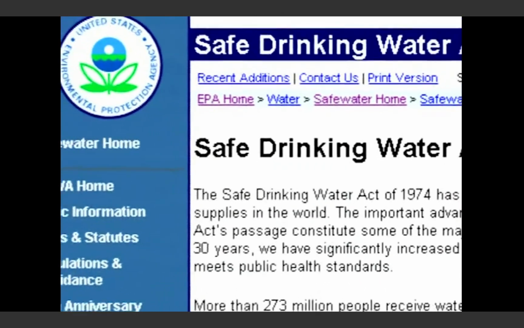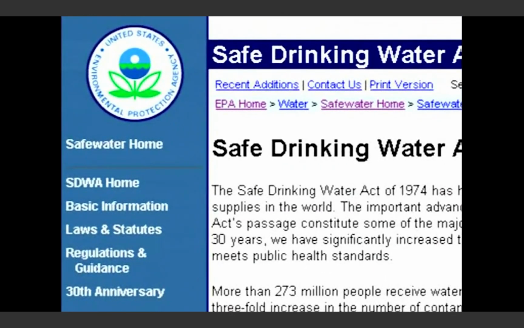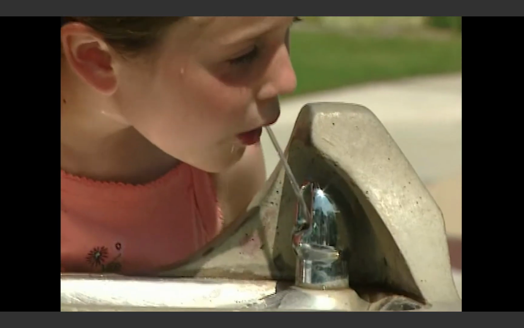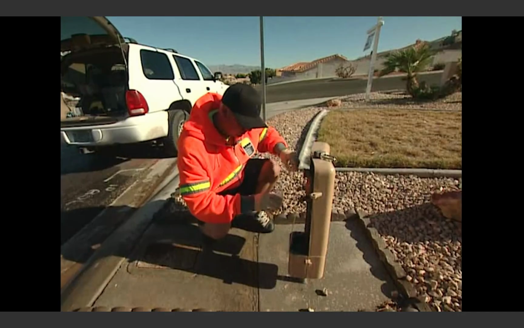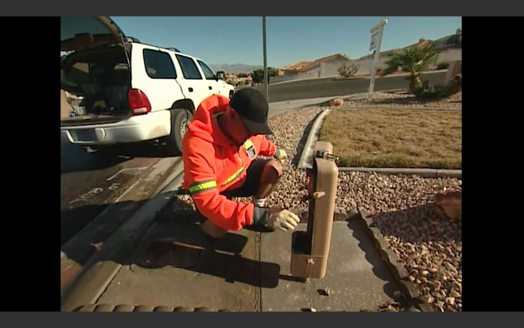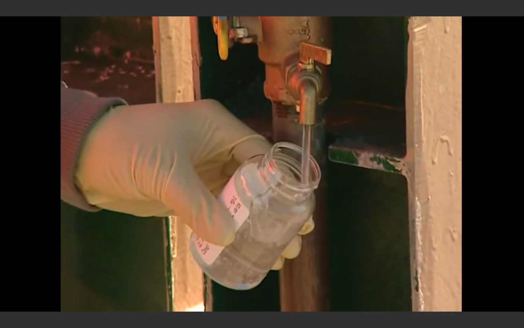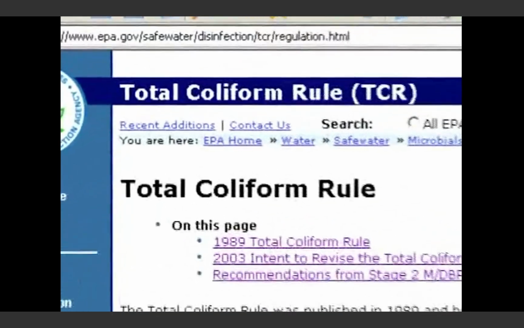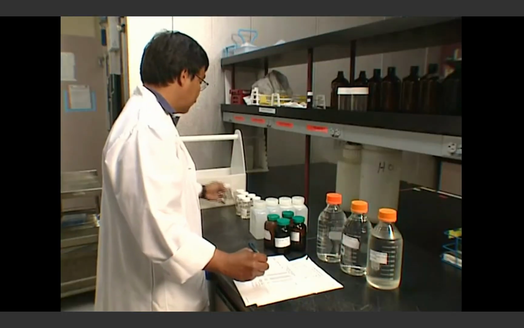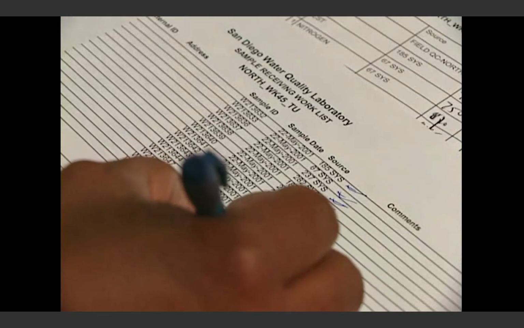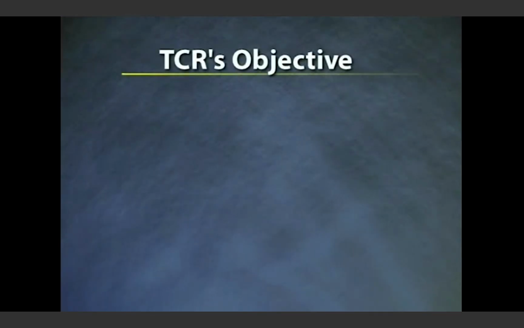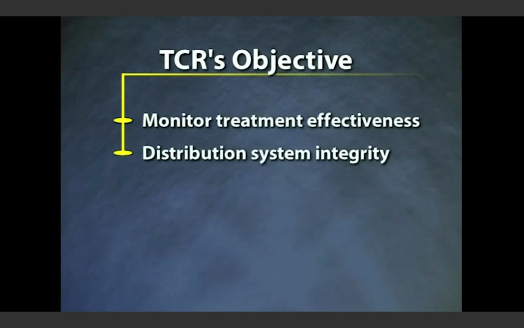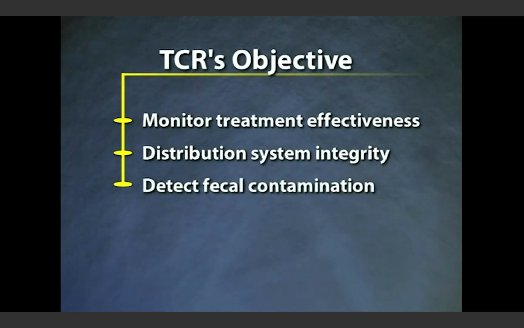The Safe Drinking Water Act, originally passed by Congress in 1974 to protect public health by regulating the nation's public drinking water supply, includes regulations mandating coliform bacteriological sampling. The Total Coliform Rule, or the TCR, requires all public water systems to collect samples and have them analyzed and reported monthly. The TCR's objective is to monitor treatment effectiveness, distribution system integrity, and to detect fecal contamination should it occur.